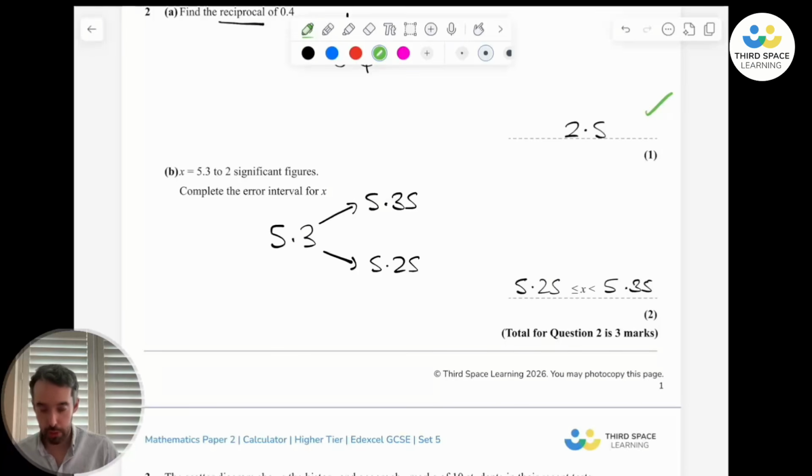Where do those marks come from? So this is a 2-mark question. So we're going to get 1 mark for the lower bound and 1 mark for the upper bound.